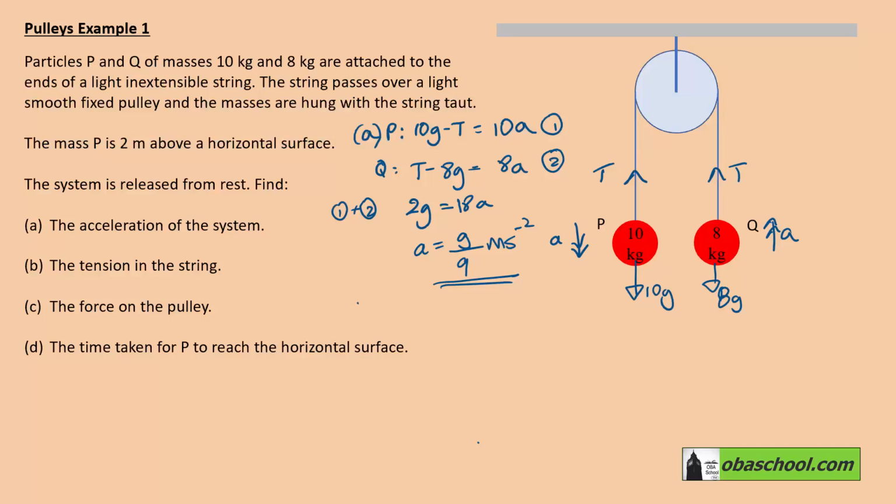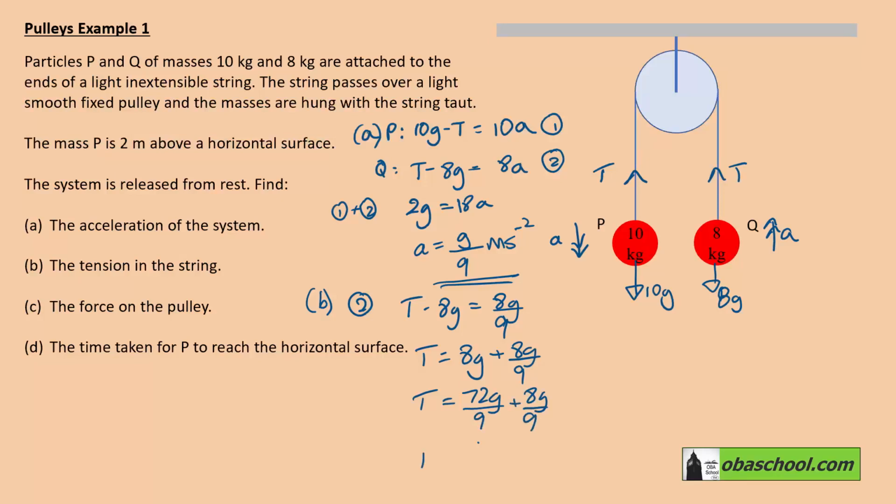Now, moving on to part B of the question, if we substitute that into equation 2, we've got T minus 8g equals 8g over 9. So T is going to be 8g plus 8g over 9. Well, 8g is 72g over 9 plus 8g over 9. So T is going to be 80g divided by 9 newtons. And I'd probably leave it like that. We could cancel it by making g equal 9.8.